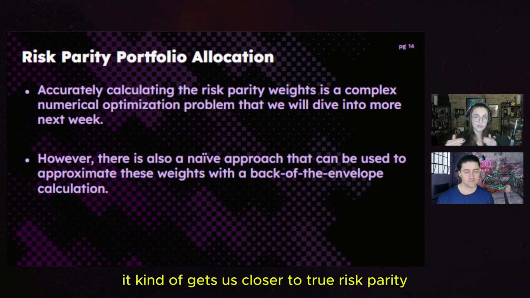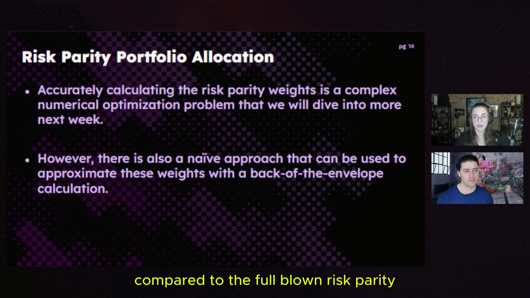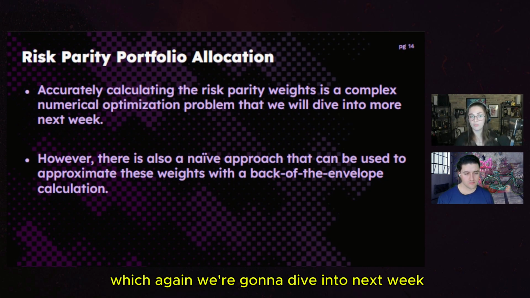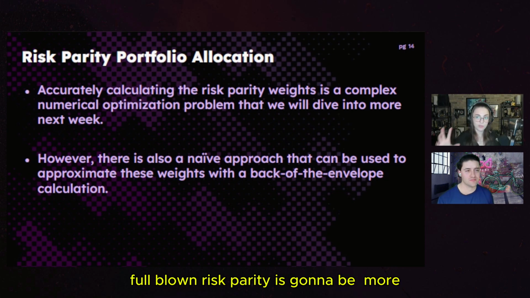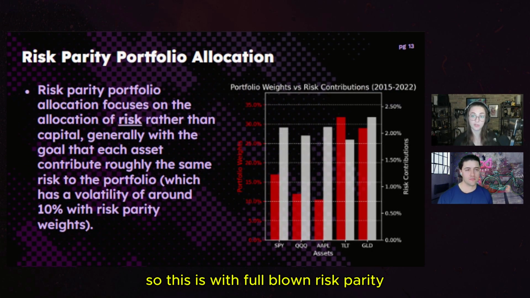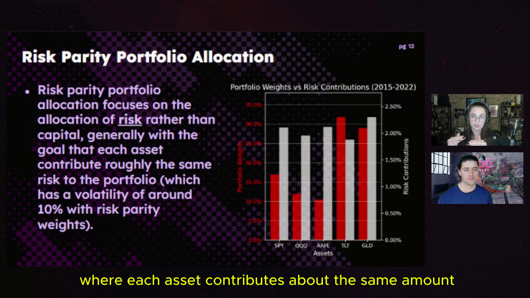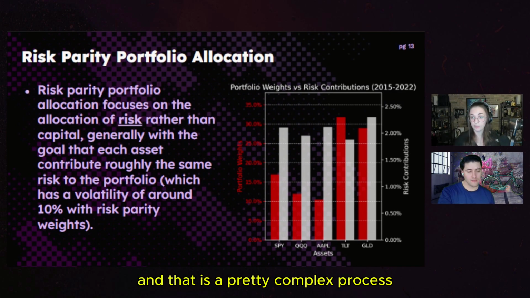It gets us closer to true risk parity, but it's obviously not going to work as well compared to the full-blown risk parity, which again, we're going to dive into next week. Full-blown risk parity is going to be much more accurate in terms of getting us to this chart, right? So this is with full-blown risk parity, where each asset contributes about the same amount of risk to the portfolio. That is a pretty complex process, but I think the math is cool, so I want to dive into it next week.